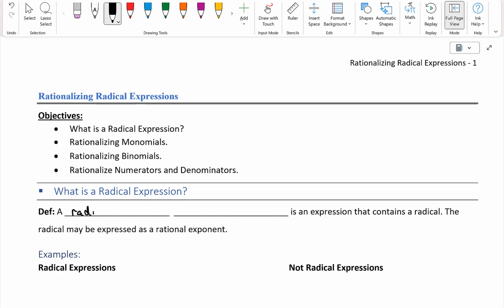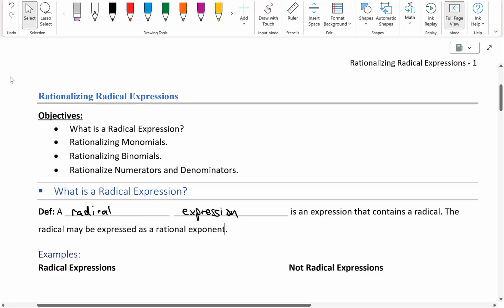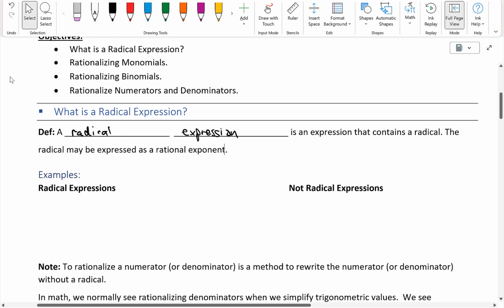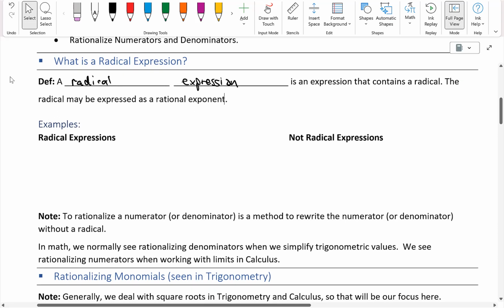A radical expression is an expression that contains a radical. The radical may be expressed as a rational exponent. So we're using the word to define itself, sort of thing, but we'll do some examples if you don't remember what a radical is.